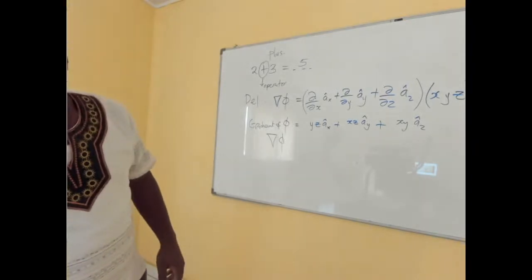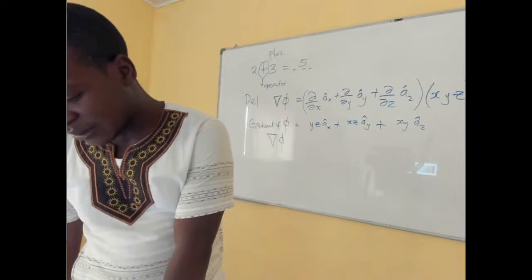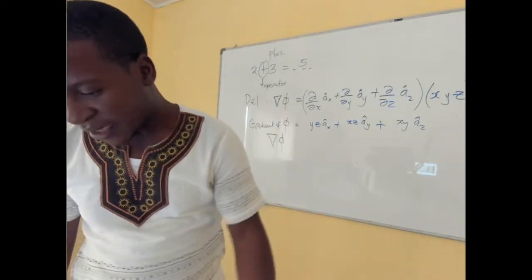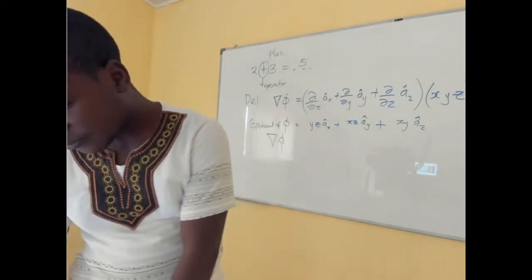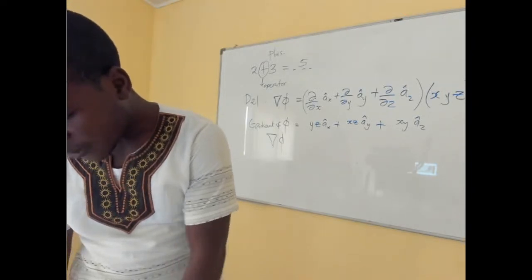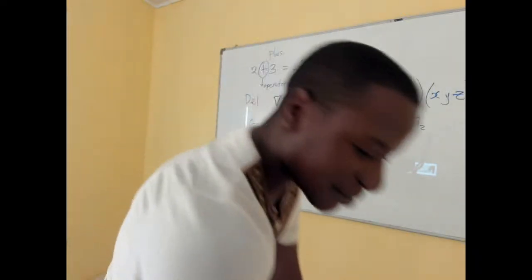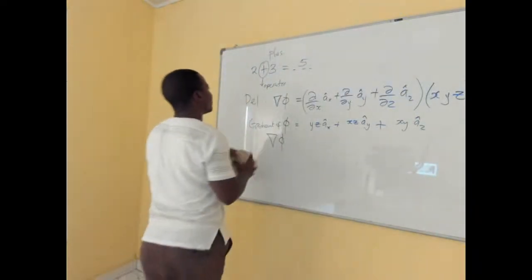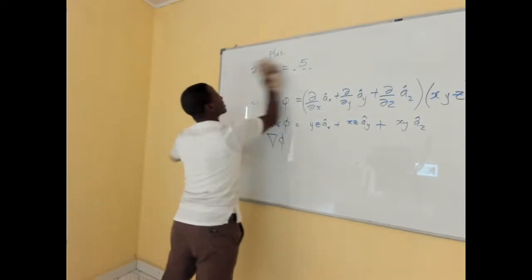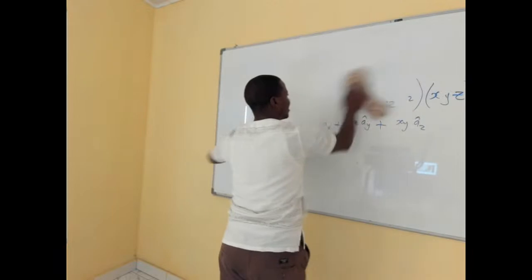Okay, so we continue from where we had stopped, and let's look at some properties of this gradient. That is where we'll start from. So the properties of this operator that we are looking at.